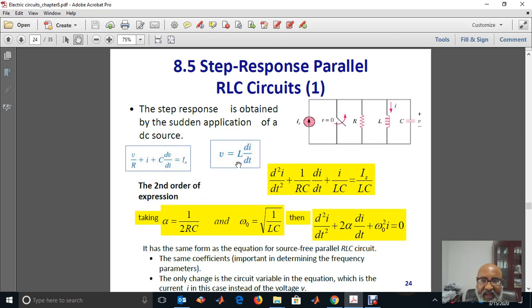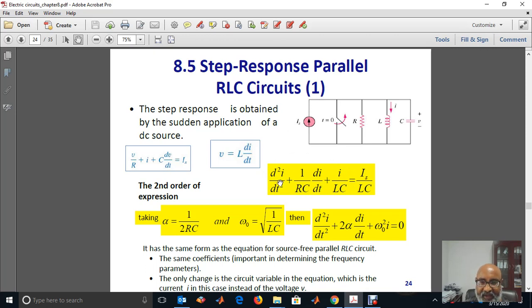But V is L di by dt. V means the voltage across the capacitor is the same as across the inductor, the same as across the resistor. And we substitute this value here, and after rearranging, we get this equation. Okay, this is a second order equation, but the parameter is the current I. So if there is no source, if it is source free, IS is equal to 0, then it looks like the source free parallel RLC circuit equation.